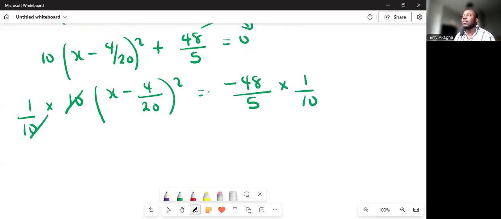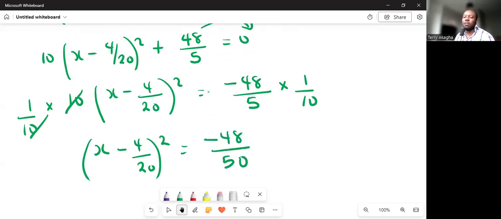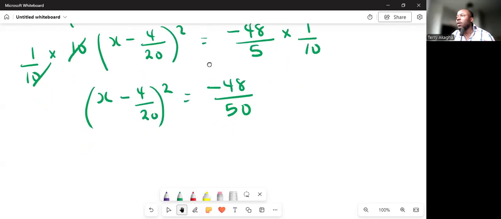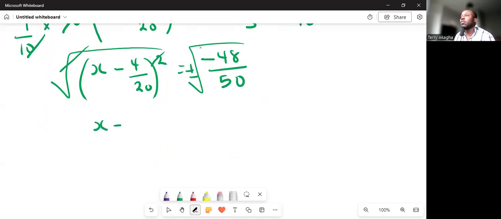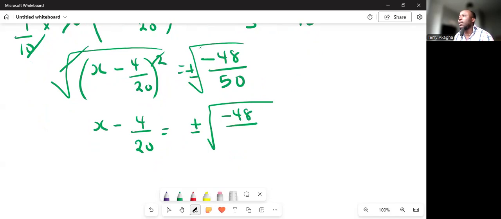So this is going to cancel that. You're going to have x minus 4 over 20 all squared is equal to minus 48 divided by 50. Now, to get rid of this, I have to take the square root of both sides. So the square root here and the square root there. This will cancel this. The square root is plus or minus. So it's going to give me x minus 4 over 20 is equal to plus or minus the square root of minus 48 divided by 50. Are you seeing it?